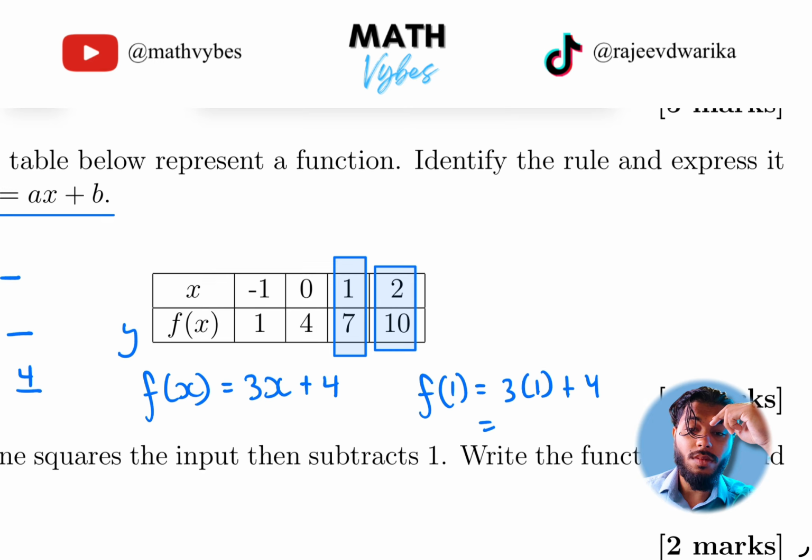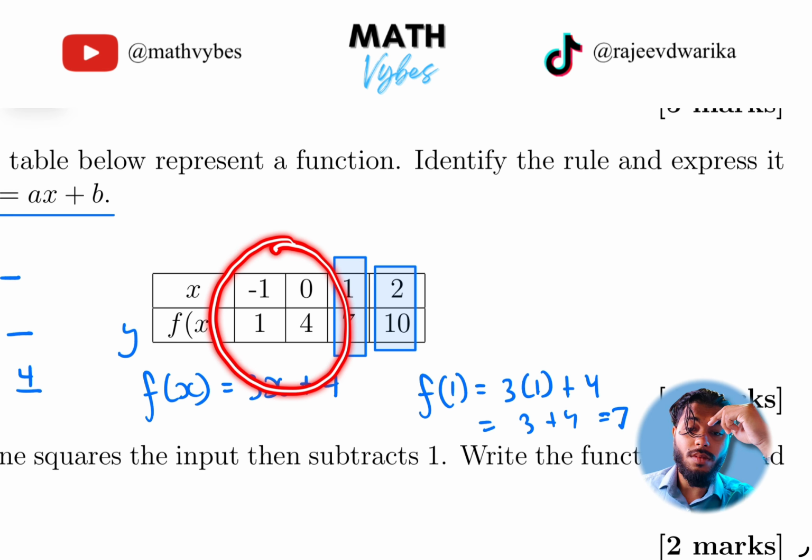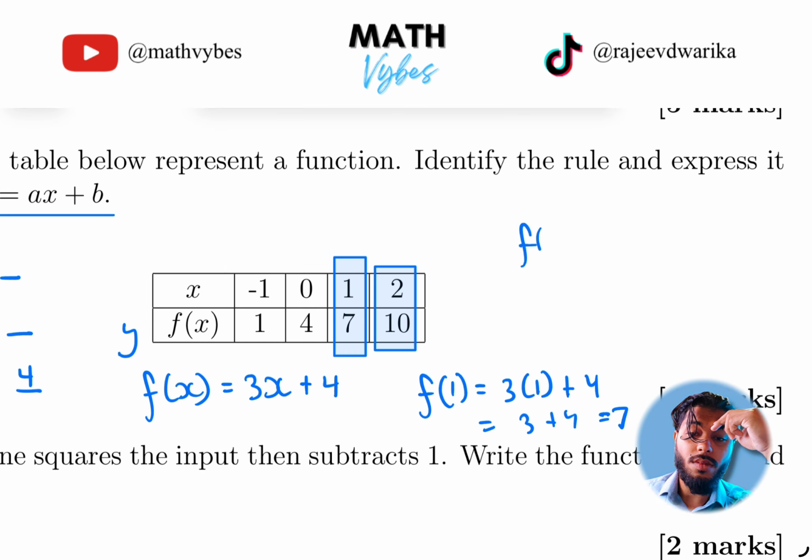What is 3 by 1? 3 by 1 is 3. 3 plus 4 is, well, 7. Nice. So does it work for more than 1? Yes, it does. Ideally, you should do it for the rest just to make sure the pattern holds. But it does work. And so your answer is f of x is equal to 3x plus 4.